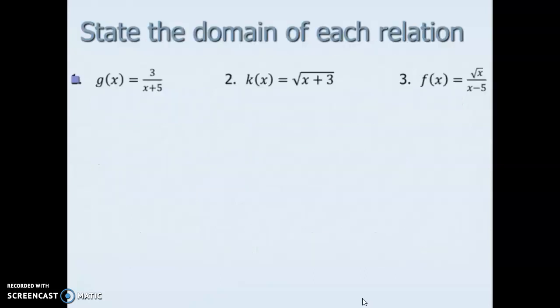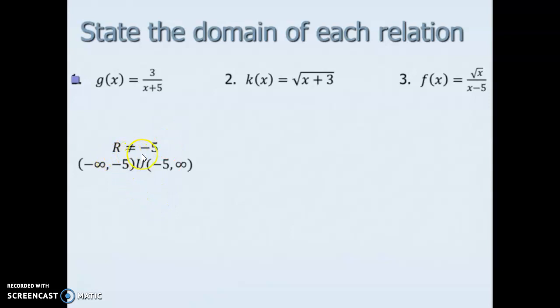Some examples with this, again, pause as needed. The first one, g of x equals 3 over x plus 5. So this is going to be my fraction rule, so I'm looking at a fraction. I know that my denominator cannot equal 0, so I'm going to just write an equation that says x plus 5 cannot equal 0. When I solve that, I would get that x cannot equal -5.